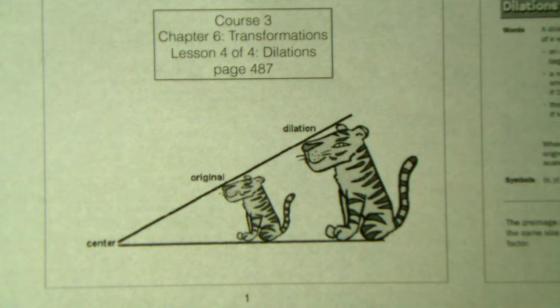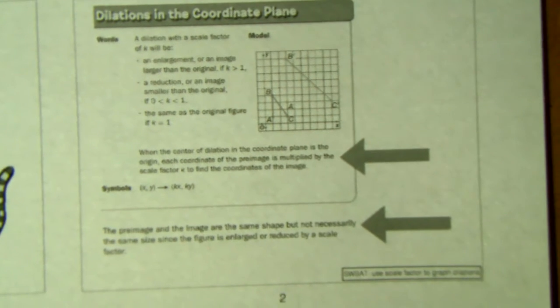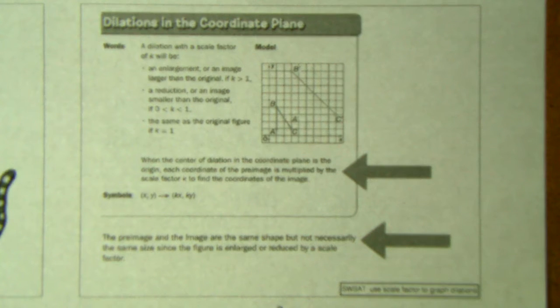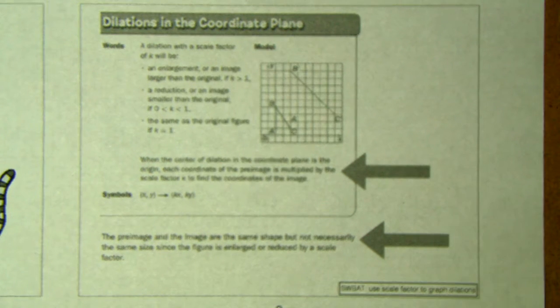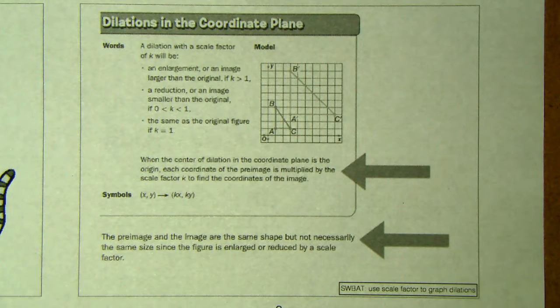We still have the terms pre-image and image. The scale factor is what we are either increasing or decreasing the picture by. I also talked about the fact that a dilation isn't always an enlargement. Sometimes it's an enlargement. Sometimes it's a reduction, the word they use if it gets smaller. It depends on the value of the scale factor, which is K.